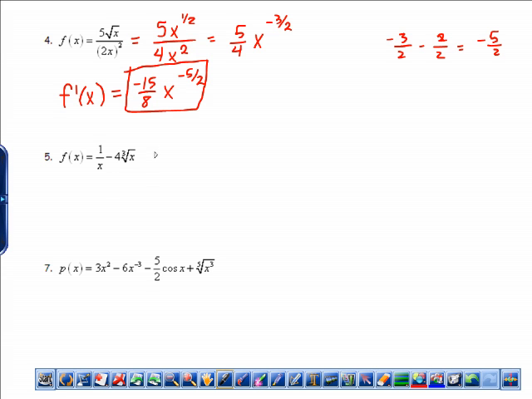All right, number 5, we need to rewrite 1 over x as x to the negative 1. How would I write the next one? What would the power on x be? 1/3. So then I'm finding f prime of x equals negative 1, or just negative, times x. 1 less would be negative 2. All right, 1/3 times negative 4, that's negative 4/3 x. 1 less, I'd be subtracting 1. That's going to give me negative 2/3.